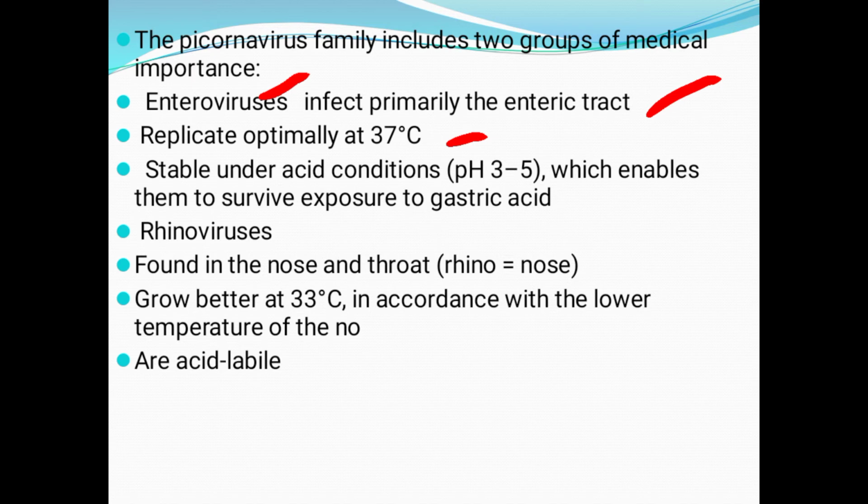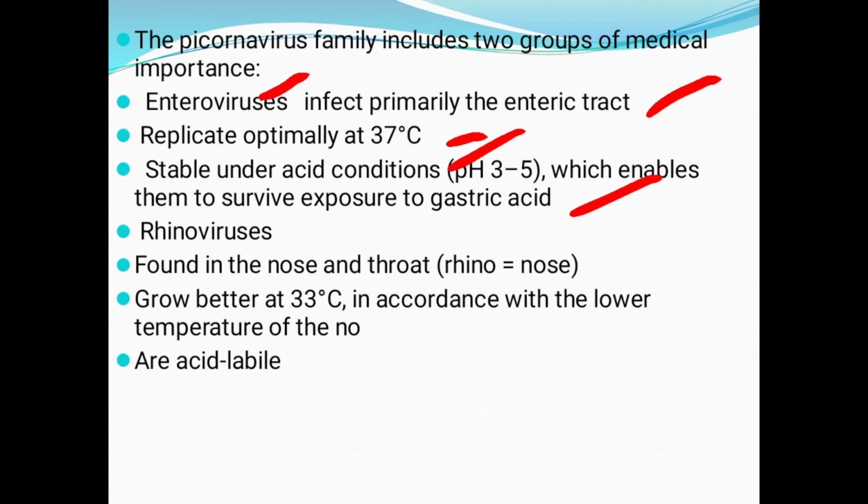They are stable under acid conditions, which enables them to survive exposure to gastric acid. It means that they are called enteroviruses because they cause infection in the intestinal tract or GIT for two reasons: the optimum temperature is 37 degrees centigrade, and they are resistant to gastric acid.